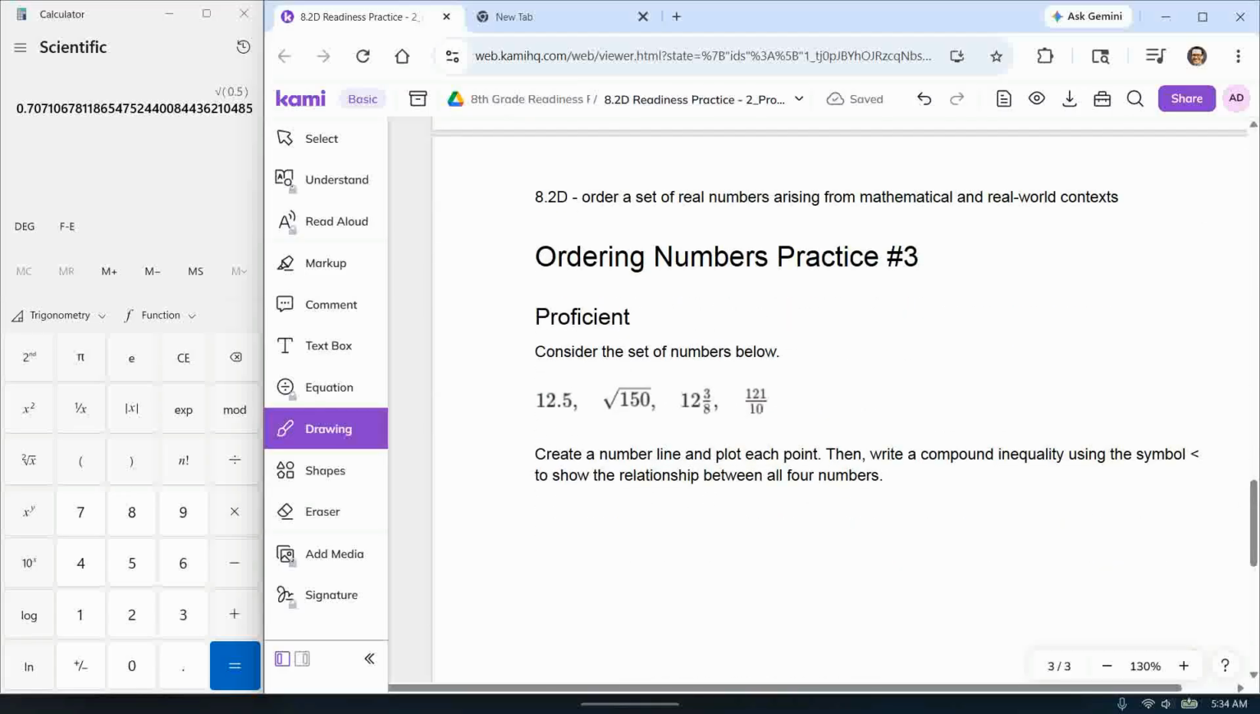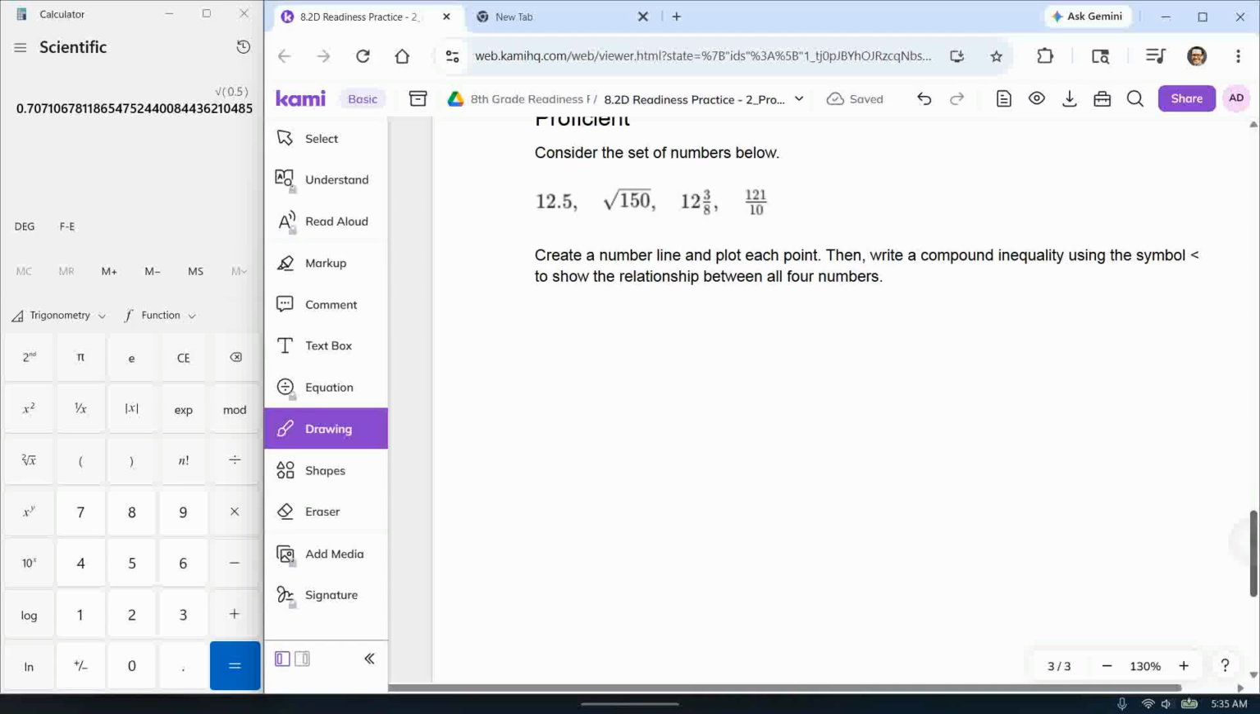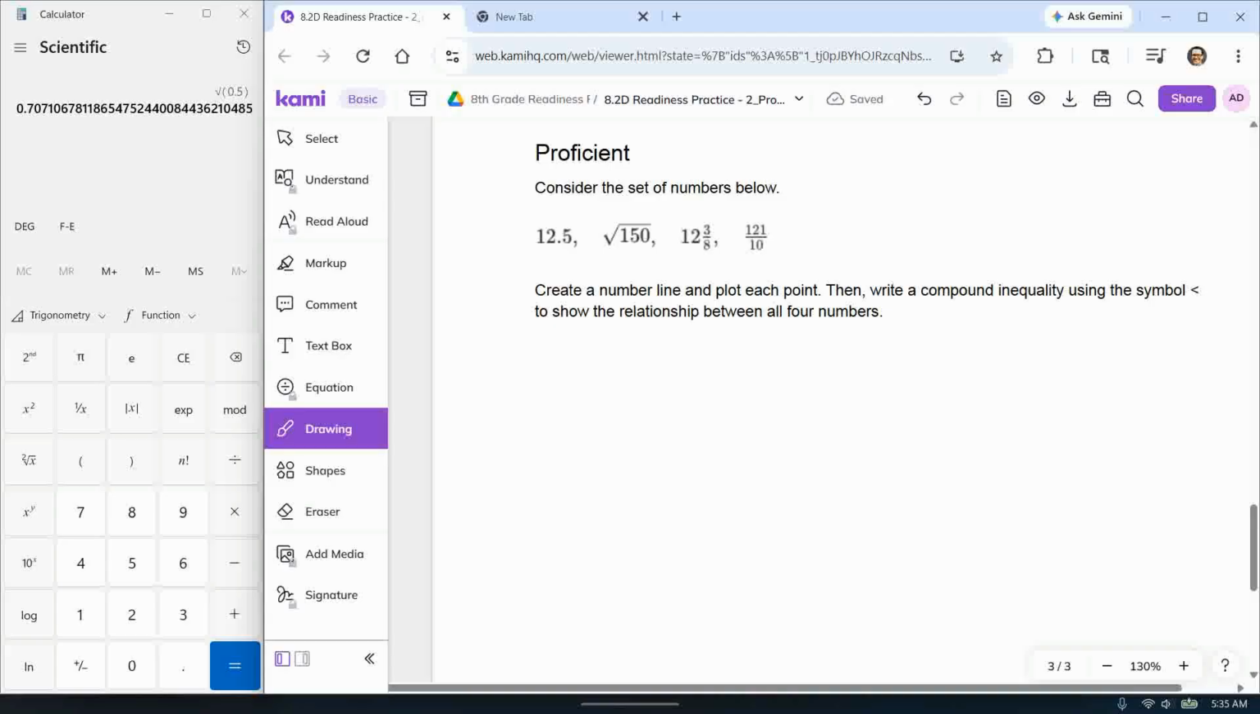It's the only one. For problem 3, we've got 4 different values. It looks like they are going to be improper fractions or greater than 1. We need to create a number line, plot each point, and then write a compound inequality using a symbol showing the relationship. We'll see that sometimes in our answer selection. So let's build the equivalencies, and then we'll build those into the compound inequality. All right, so 12.5, I'm assuming we're just going to go to the thousandth place. Ooh, square root of 150. Definitely need the calculator on this one.